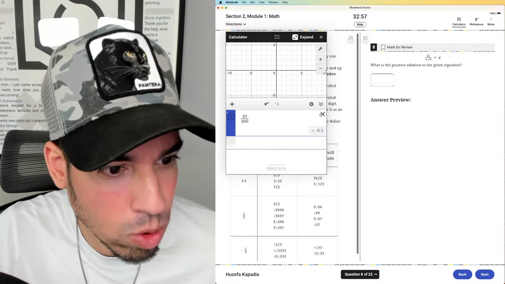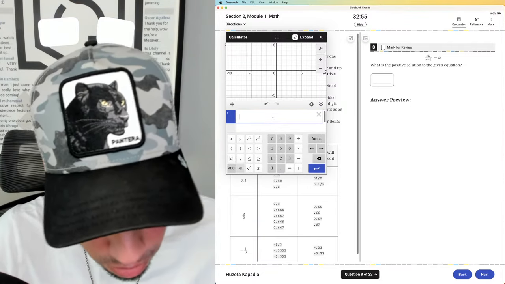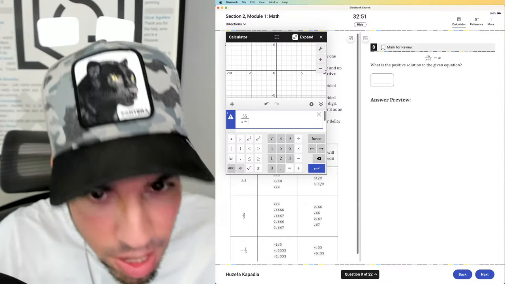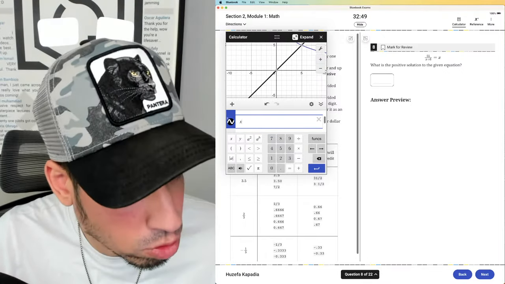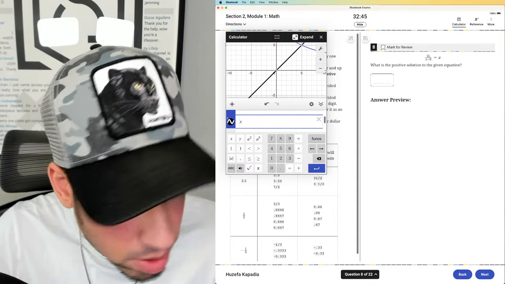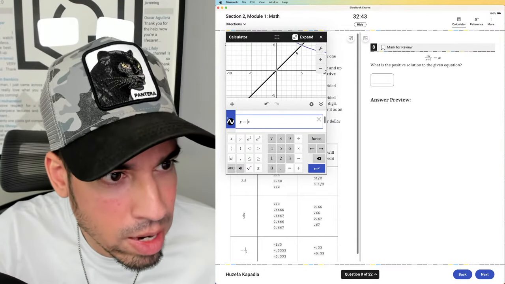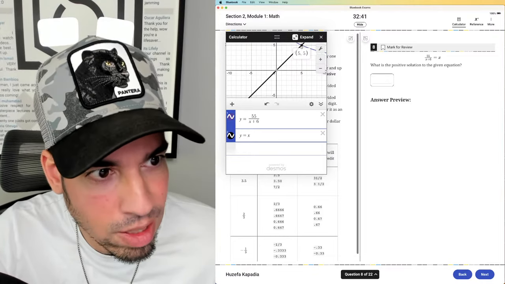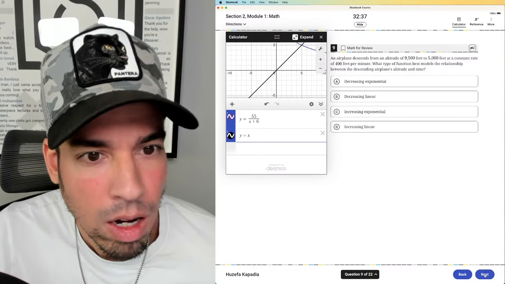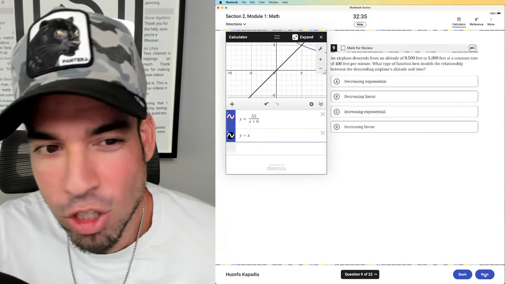Okay, this is an interesting one. You can use a Desmos hack here. Of course you can solve it algebraically, but look at this. The left side is one equation, the right side is another equation. You can put a y equals as well if you want, but you don't need it. We're looking for when they're equal, aka where they intersect. Where do they intersect? At x equals 5, right? So that's a cool little hack. Another one, this is an interpretation, no hack there.